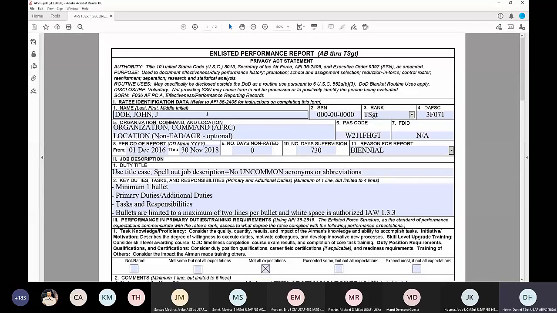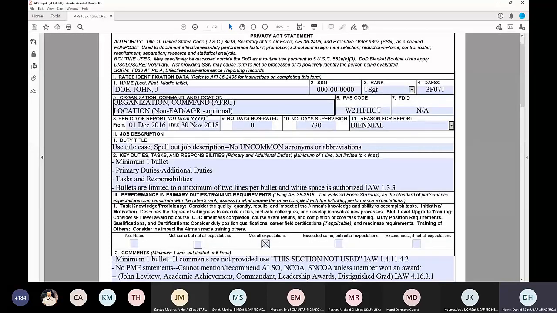In section 1, we have the ratee's information. So it should be their name, their last, first, and middle initial in block 1. In block 2, it should be the member's full social. Please don't have the member's last 4, or I've also seen someone just put 1, 2, 3, 4, 5. Please just have the full social in section 1, block 2.